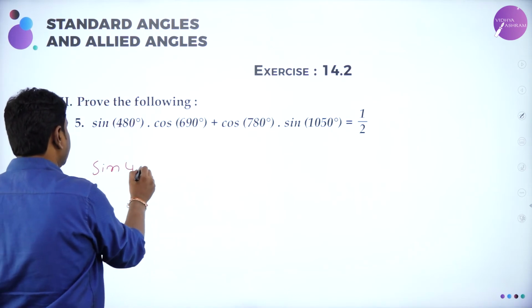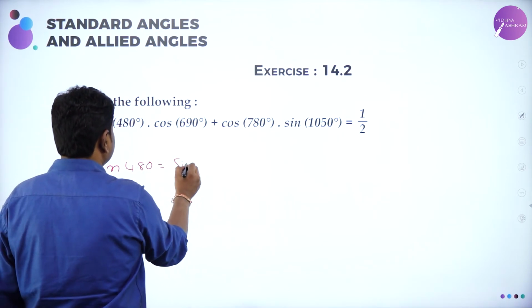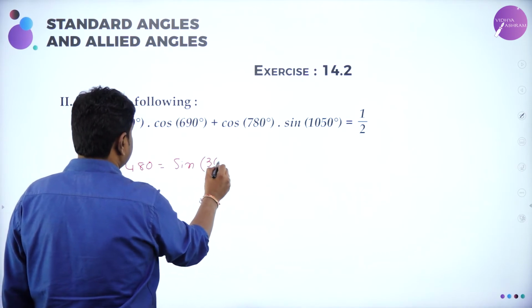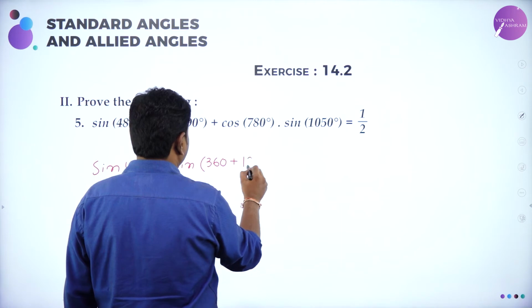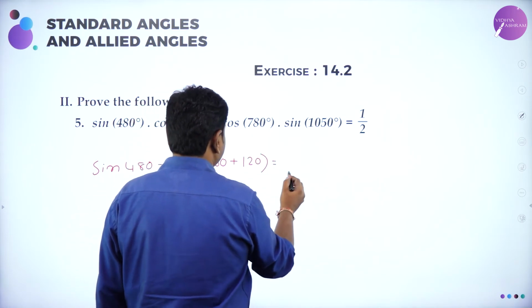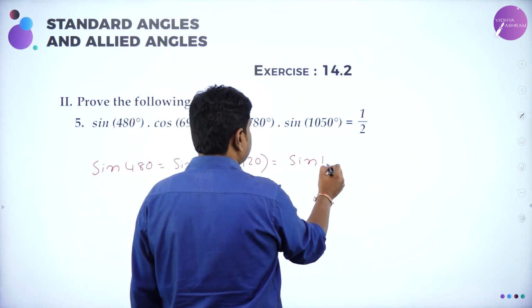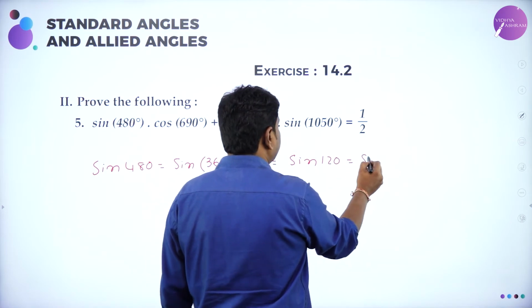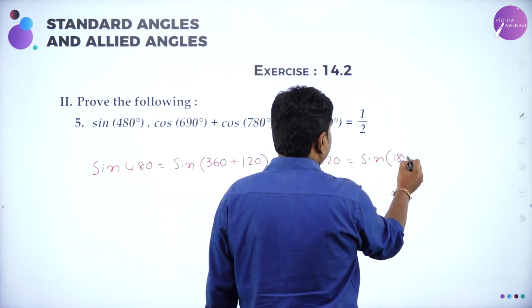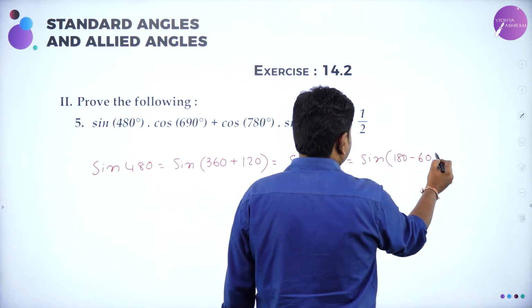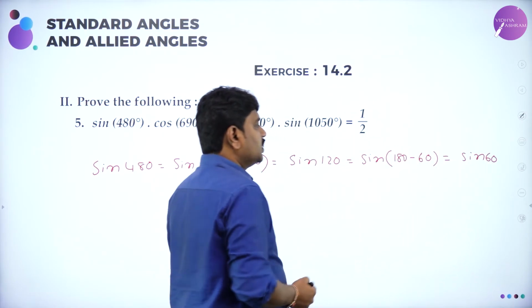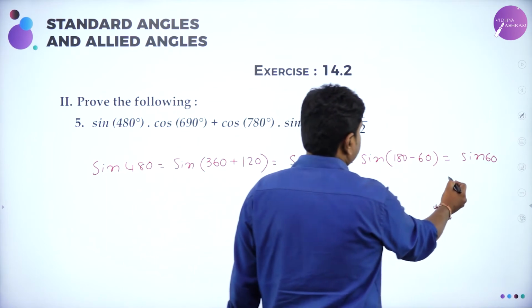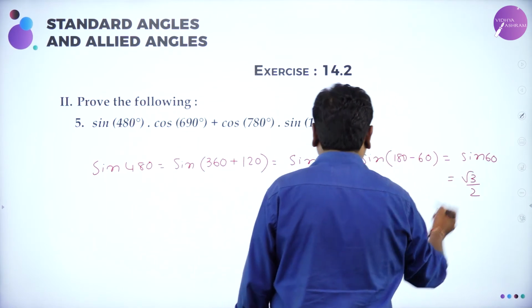Sin 480. 480 is near to what? 360. 360 degrees plus 120. So this can be written as sin of 360 plus theta. Sin of 360 plus theta is sin theta. Sin 120, again use allied angle. Sin of 180 minus 60 is sin 60, because 180 minus theta lies in the second quadrant. So sin 60. What is sin 60? Sin 60 is root 3 by 2. You got the first term.